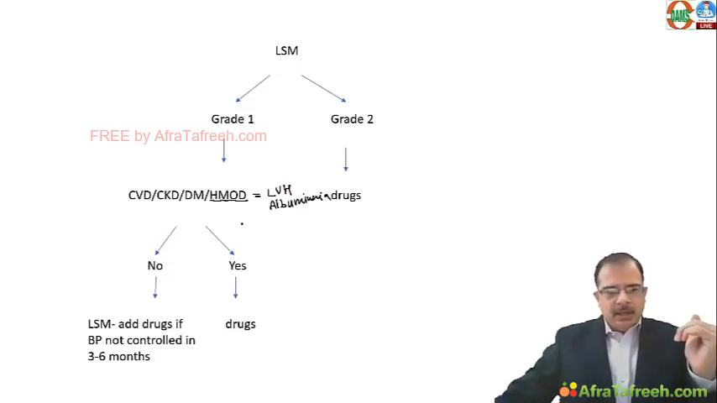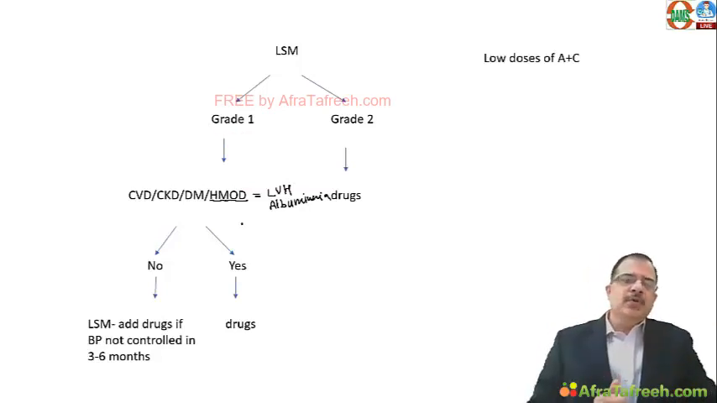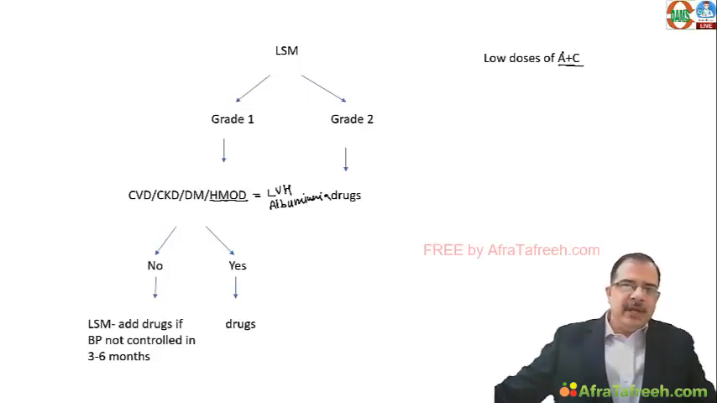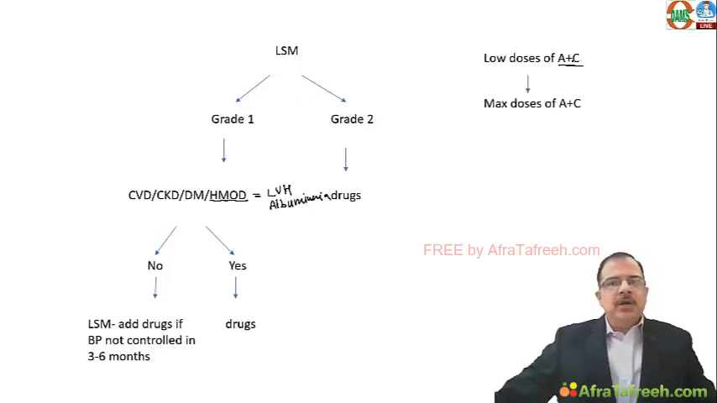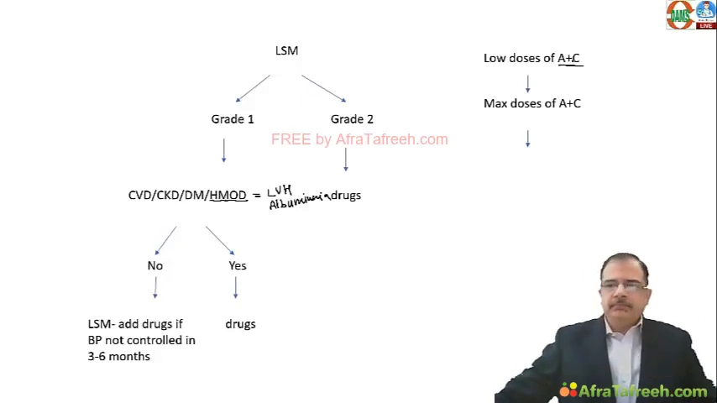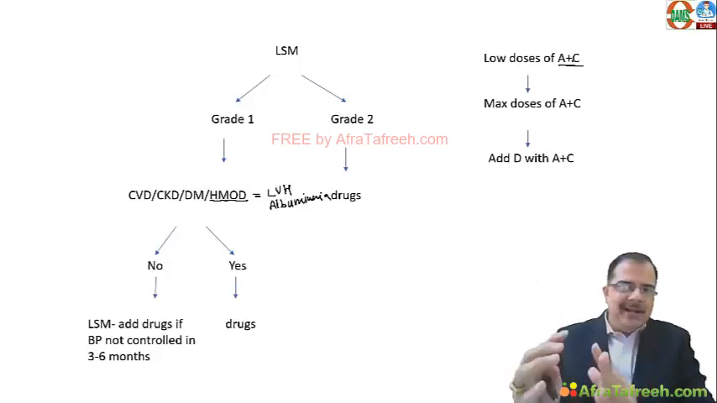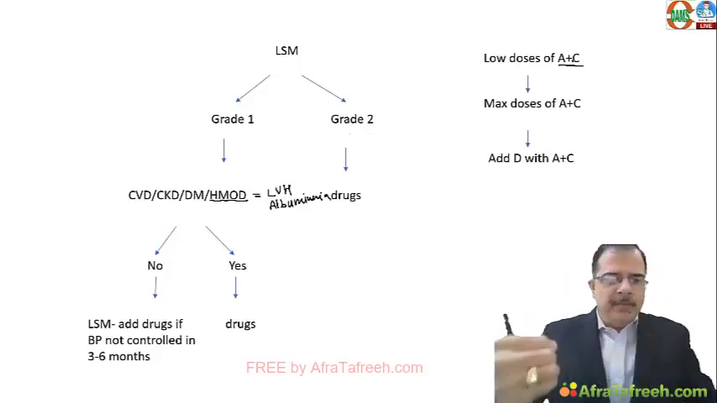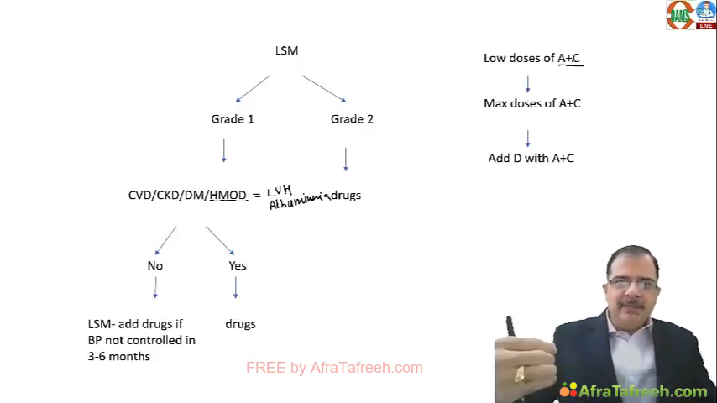Now, what is the latest protocol for starting the drugs? The latest protocol is you start with a low dose of A plus C. A plus C is ACE inhibitor or ARB plus calcium channel blockers. If BP is still not controlled, you increase it to the maximum dose of A plus C. If it is not controlled, then add a diuretic with A plus C. So this is an ideal, or you can say an optimum, management of a patient with hypertension.